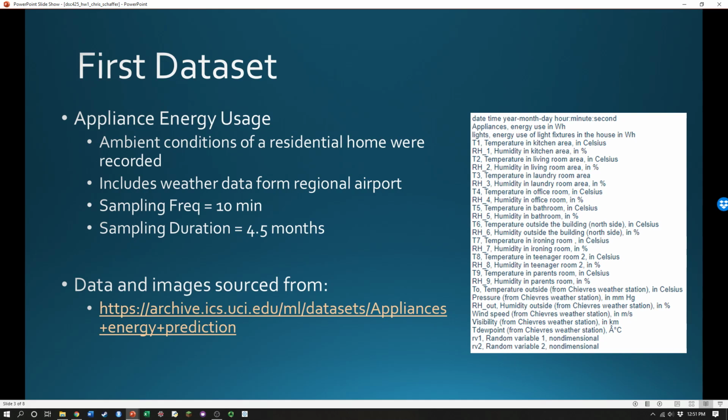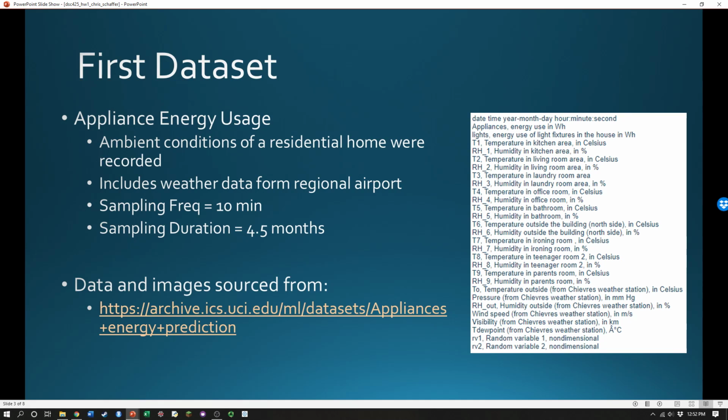We were then asked to find a couple of data sets that reflect this type of data. The first one I found at UCI's machine learning webpage. They have a lot of different data sets archived and available to the public. This one was kind of interesting. It is the appliance energy usage of a domestic house over time.